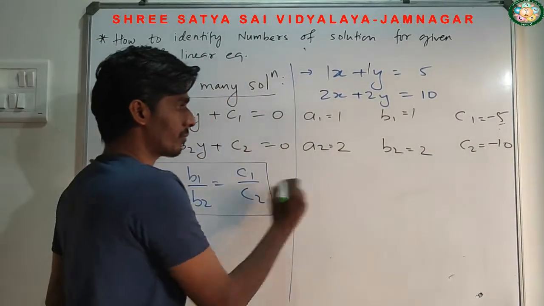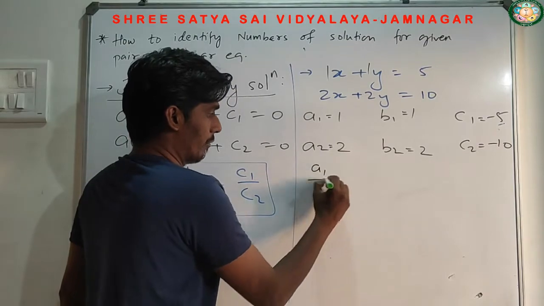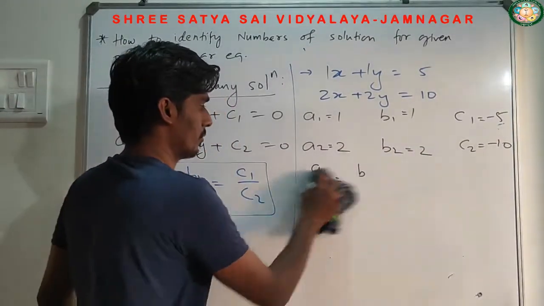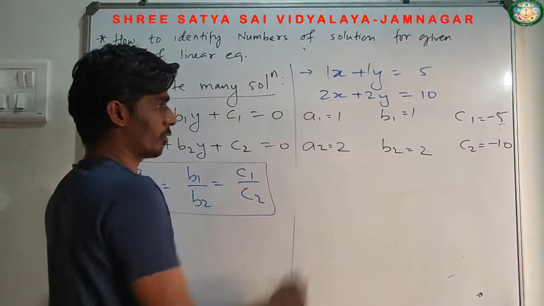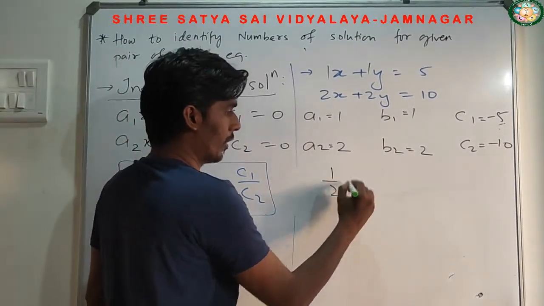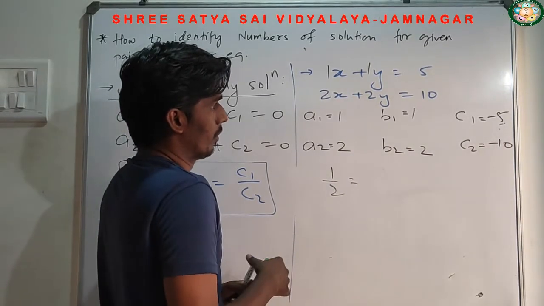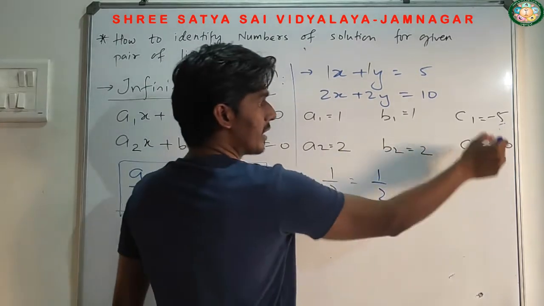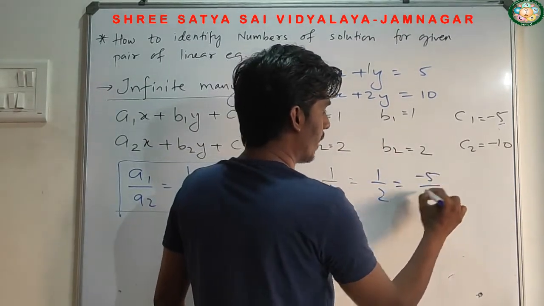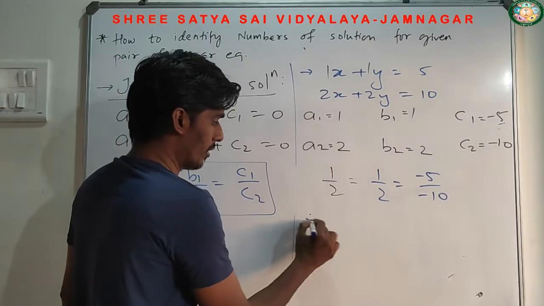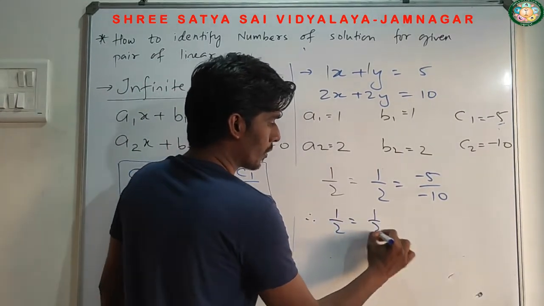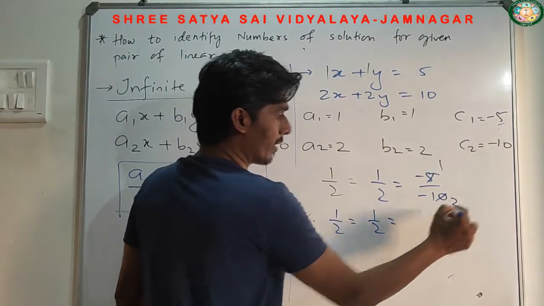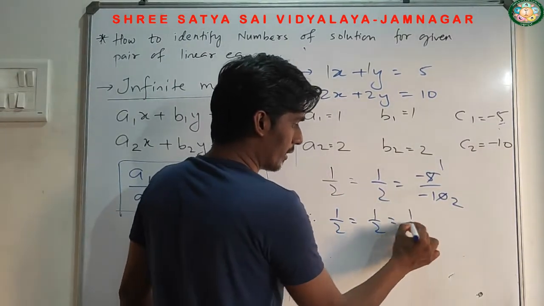Now what? a1 upon a2 equals to, let's take all the ratios directly. a1 upon a2 is what? 1 upon 2. b1 upon b2 is what? 1 upon 2. c1 upon c2 is what? Minus 5 upon minus 10. Therefore 1 upon 2 equals to 1 upon 2. Minus minus get cancelled. 5 ones are 5 and 5 twos are 10. Minus minus became plus.